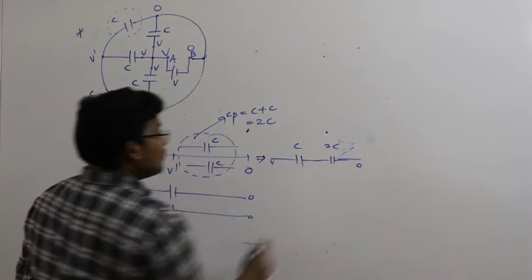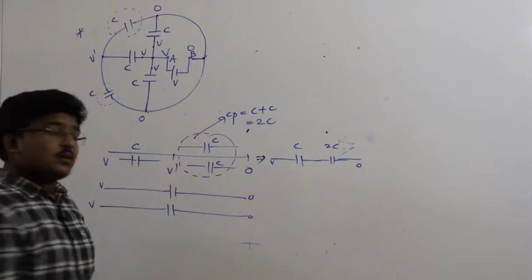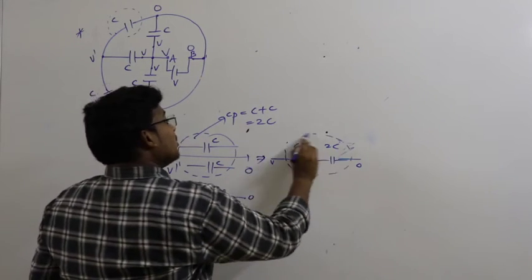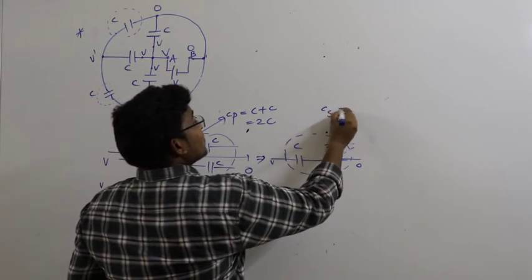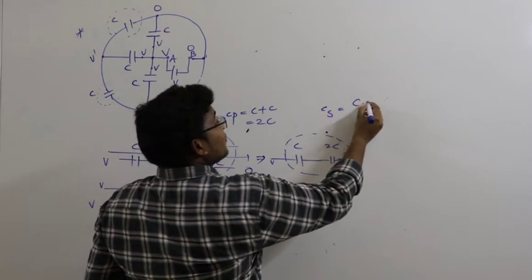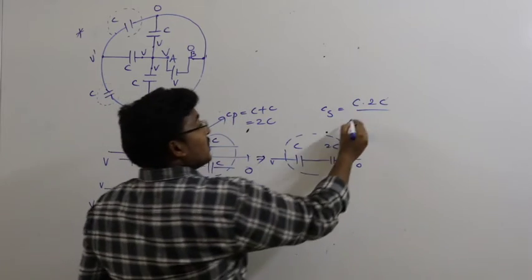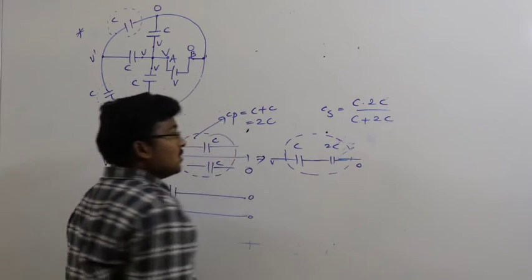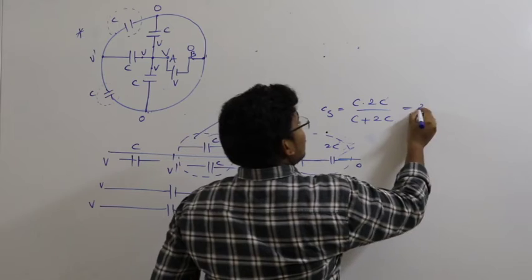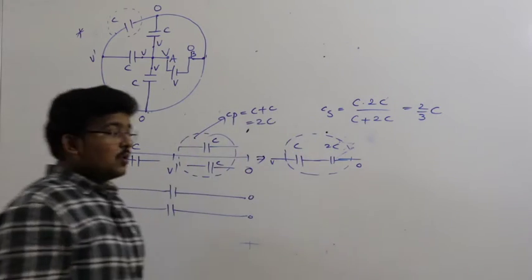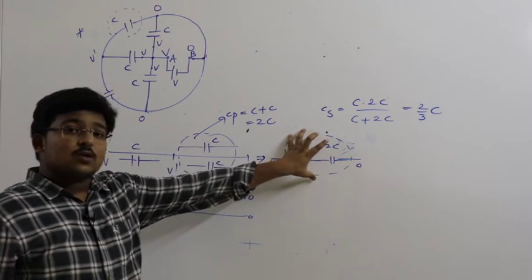This is V and 0. So these two are in series. In series, you know the formula, C1 into C2 by C1 plus C2, so C into 2C by C plus 2C. So we will get 2 by 3 C. So we got the entire thing as 2C by 3.